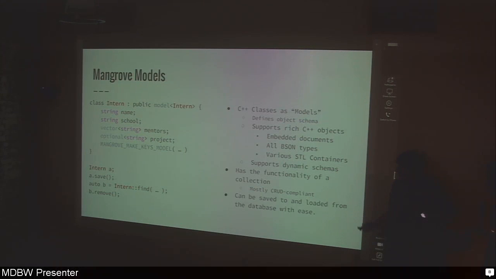And we also provide easy functions to save and load individual objects from the database in what's called the active record access model, where a single object maps to an individual document in a database, and Mangrove maintains that mapping very nicely.